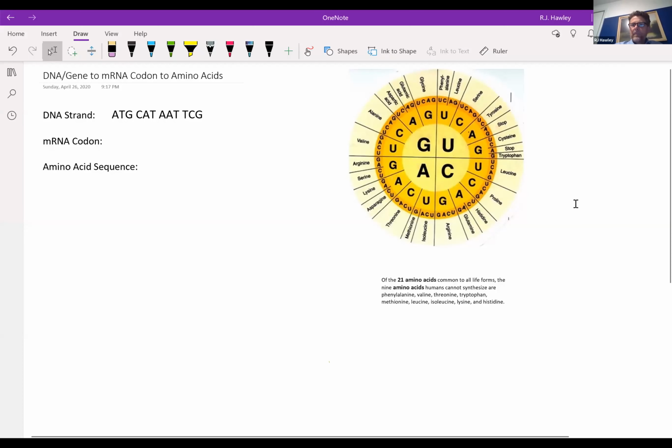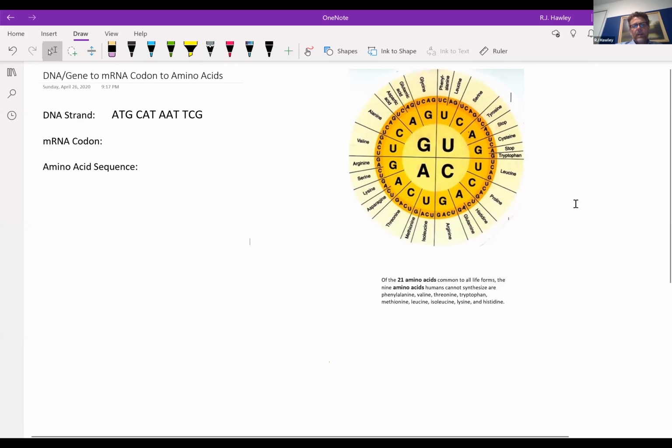I've been practicing this. I hope it works. I'm going to try sharing a screen. Share, which one? This one. So hopefully you can all see that.